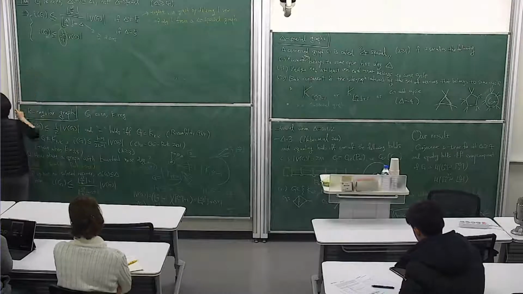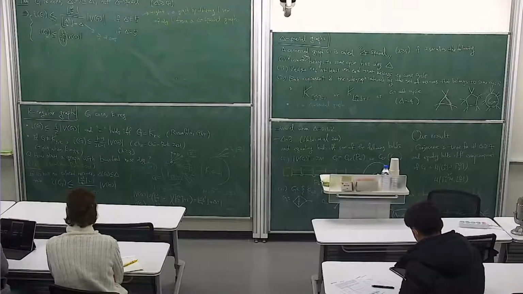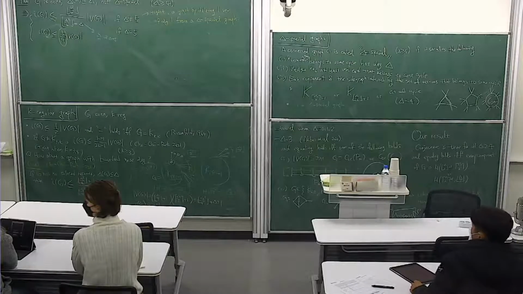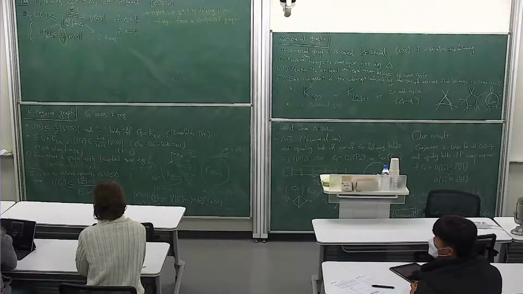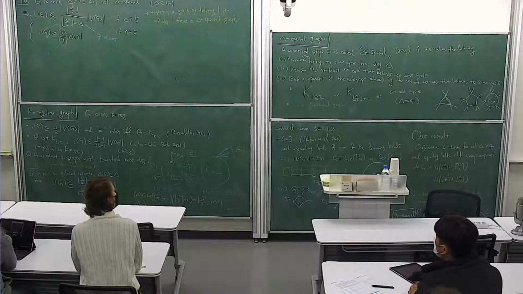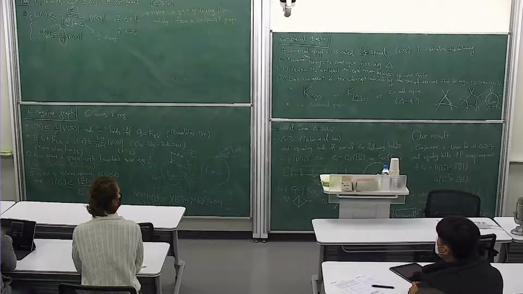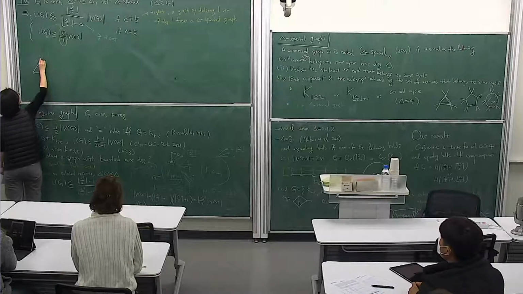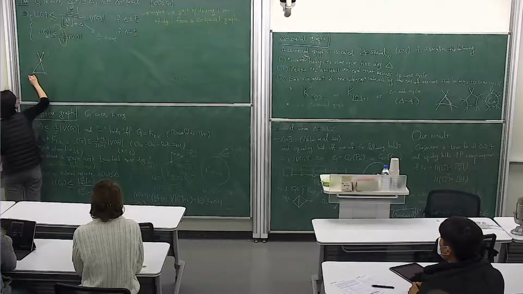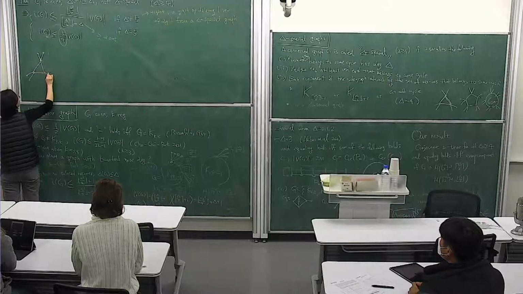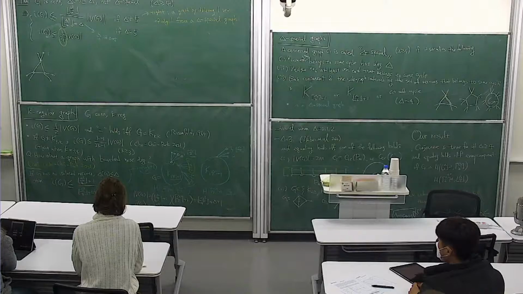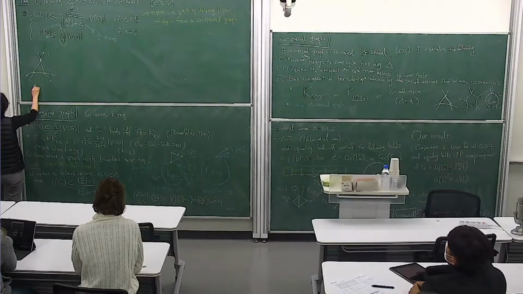Can you expect which graph will give this 5/line bound? I mean, it's very simple. Consider this 4-regular graph. Of course, this is not 5-regular, but this graph gives this one.